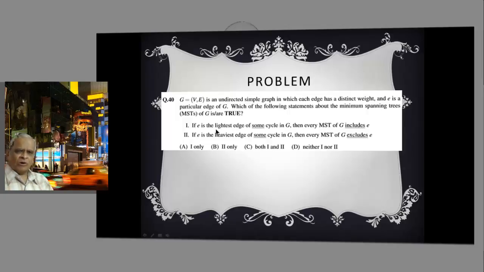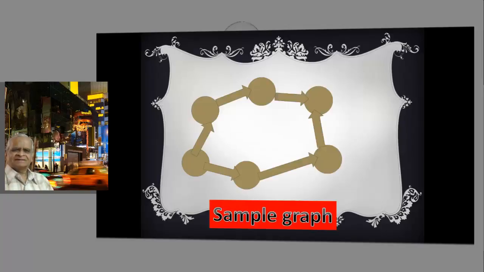So I will consider all possible cycles, take the lightest edge, and see if it is included in every minimum spanning tree. Or I take all cycles of the graph, take the heaviest edge in the cycle, and see if every minimum spanning tree excludes E. It seems complicated. Actually, this idea is very simple because it's a multiple choice question and is valid for all graphs. To find the correct answer, others can be excluded. Or if you find the wrong answer, what is left is the right answer.